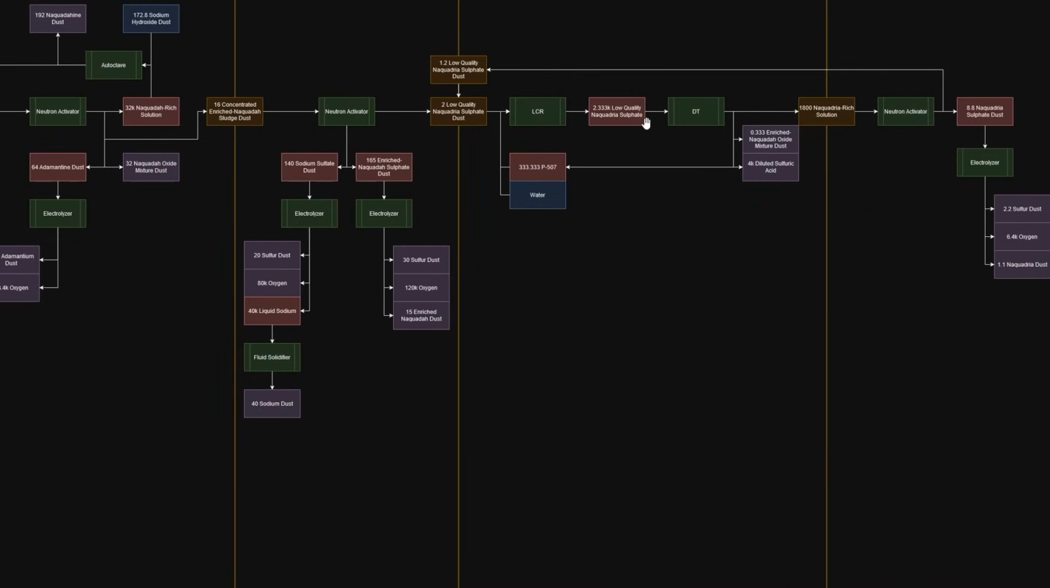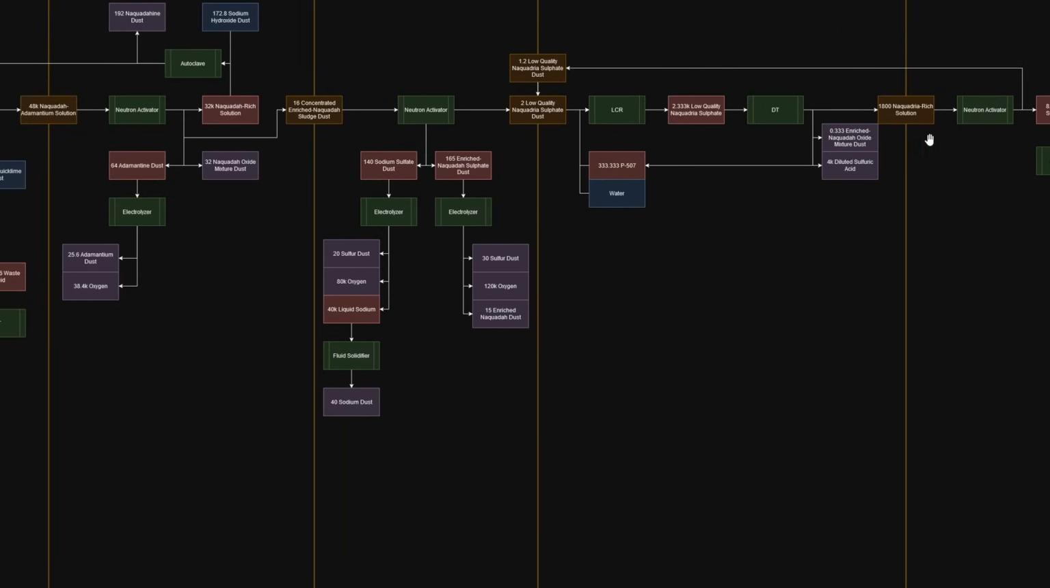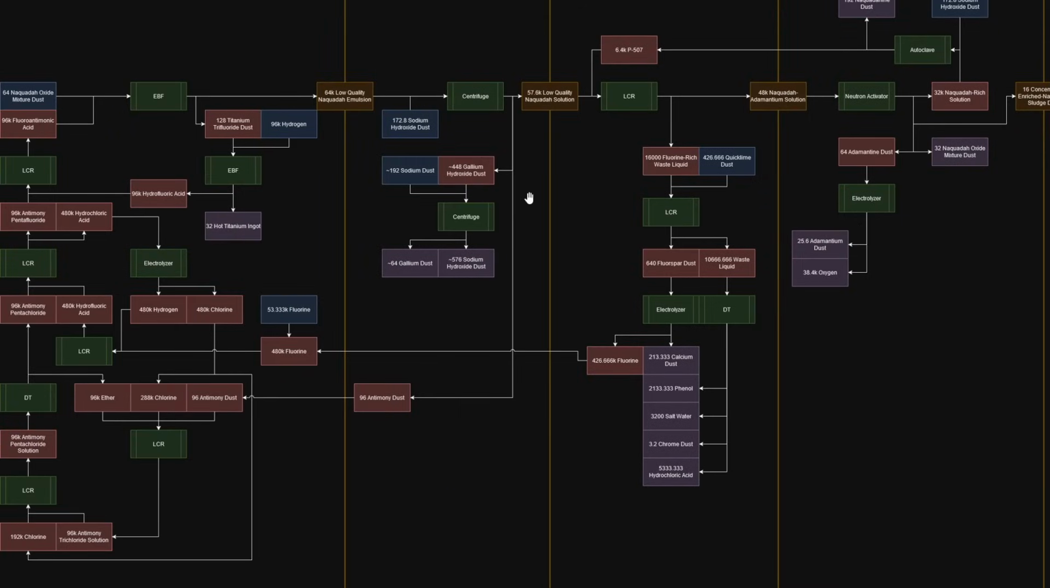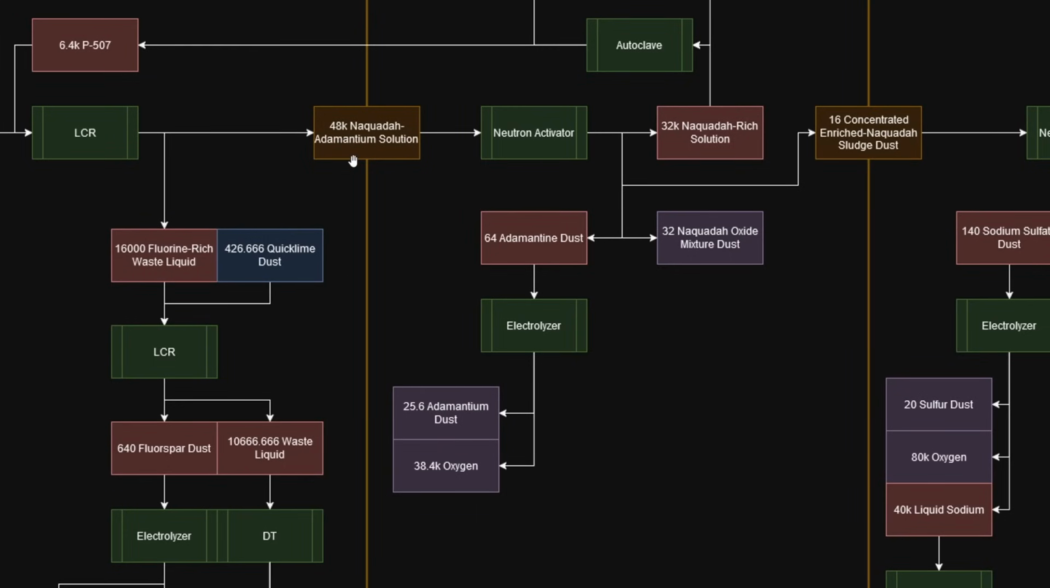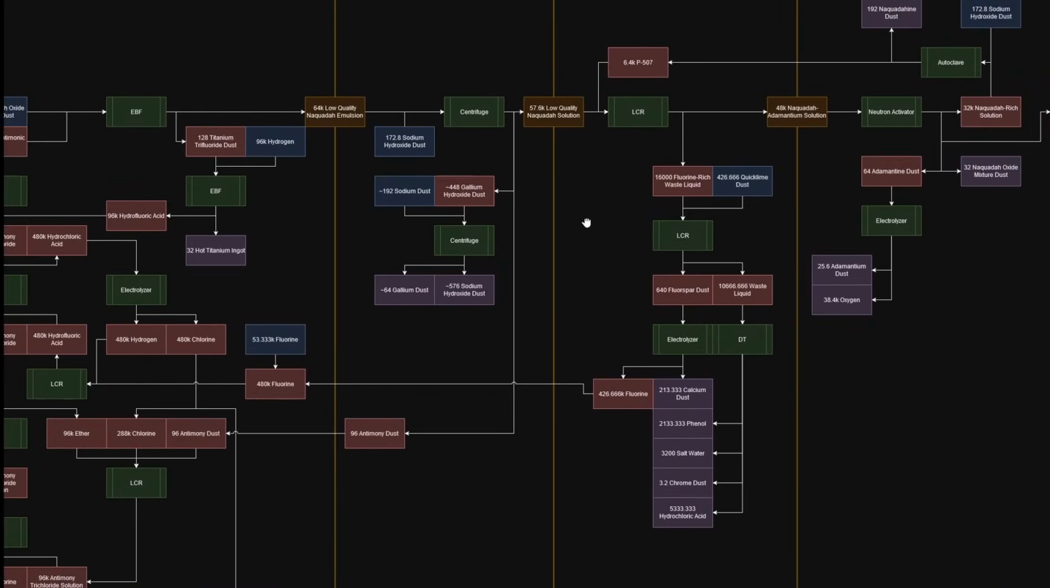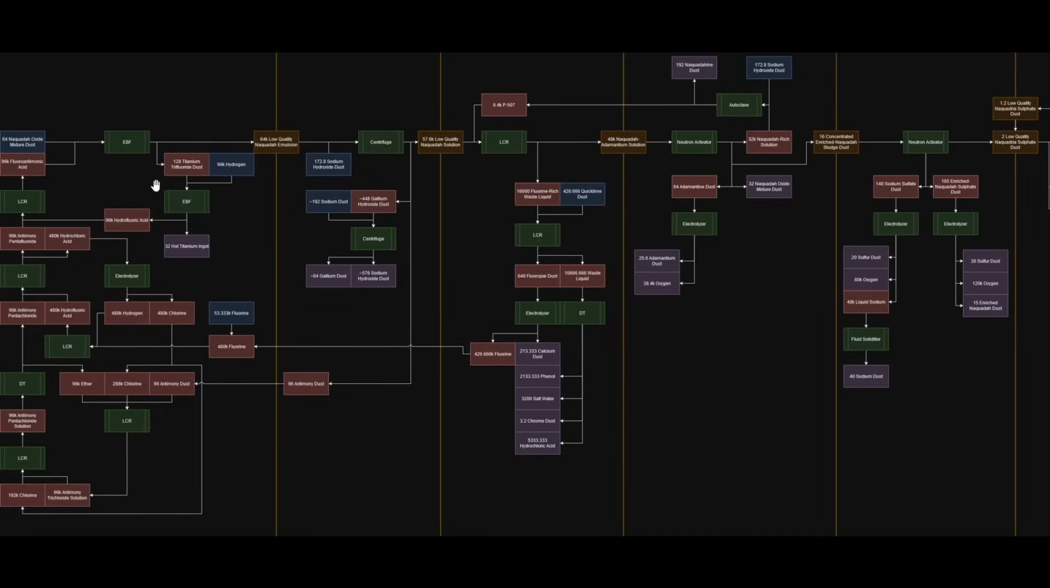At the end it gets a little weird because it's hard to say what the main Naquadah processing line is, because there's a couple different things. And also some things get looped back. Whatever, we'll get to that. So the first neutron activator happens here after the Naquadah adamantium solution. So I think let's deal with these first three sections first.